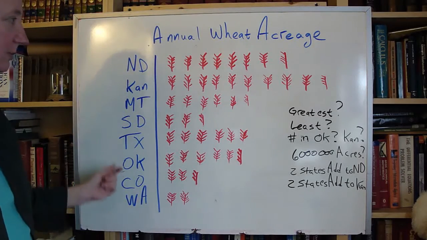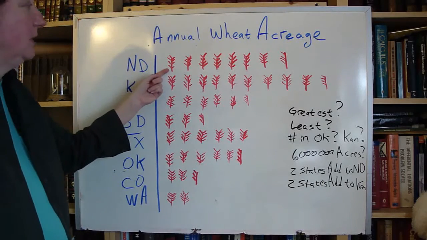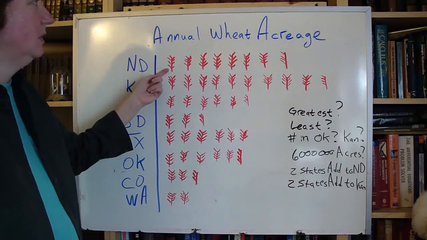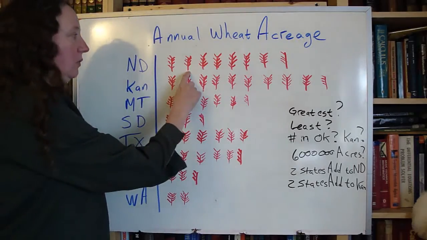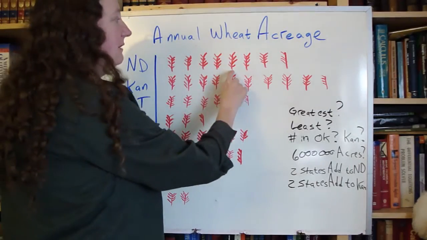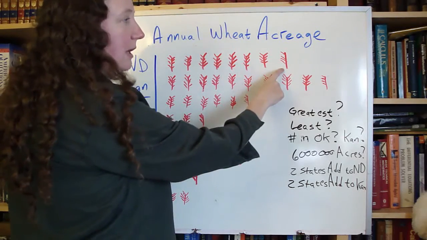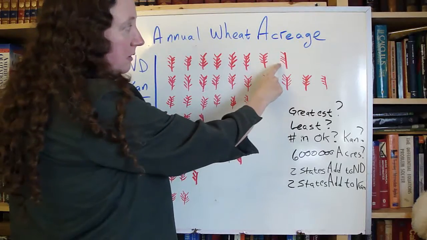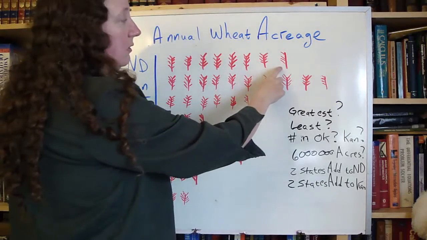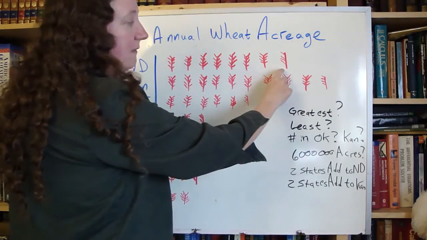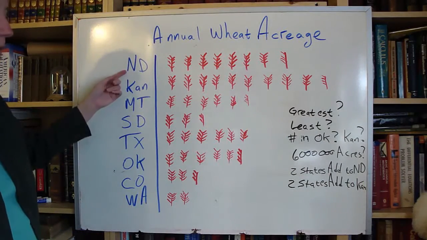As an example of what this means, here in North Dakota, each of these pictures means 1,000,000 acres of wheat being grown. So we have 1, 2, 3, 4, 5, 6, 7 million acres, and this one has only a part of a picture, so maybe a half. So this is 7 1/2 million acres of wheat grown in North Dakota.